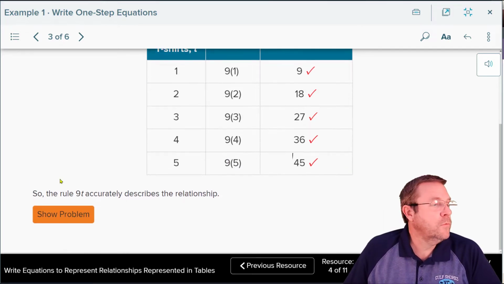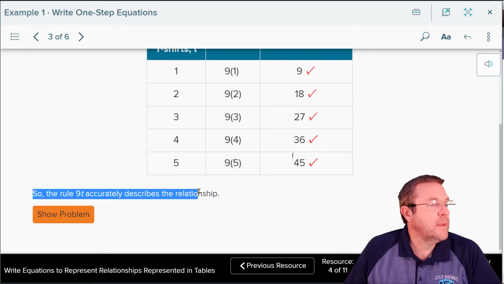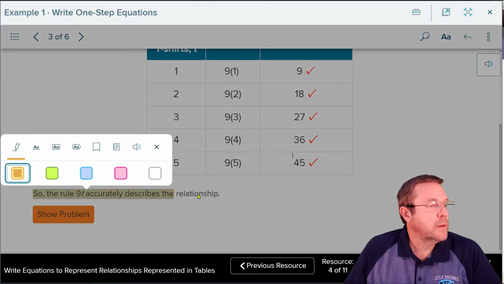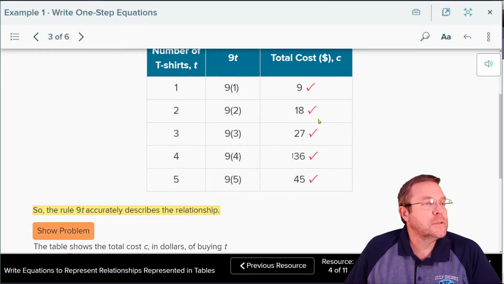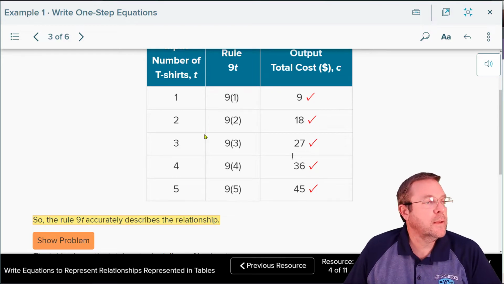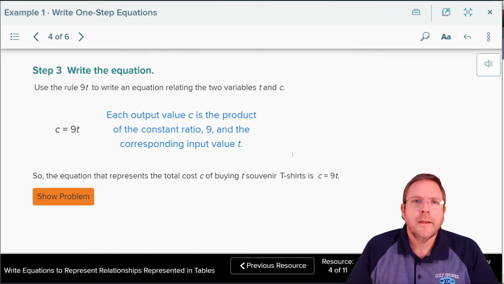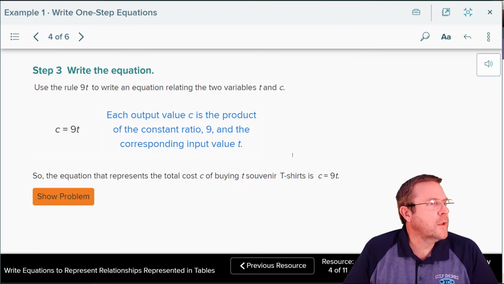So what's my rule going to be? My rule is going to be 9 times T is going to give me the output C. So right here, 9 times T, whatever the number of t-shirts are, multiply that times 9, you're going to get your total cost. Next, we're going to use that rule to write an equation relating the 2 variables T and C.